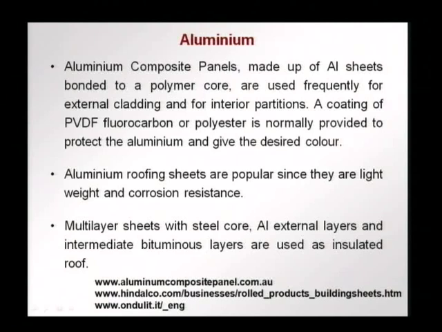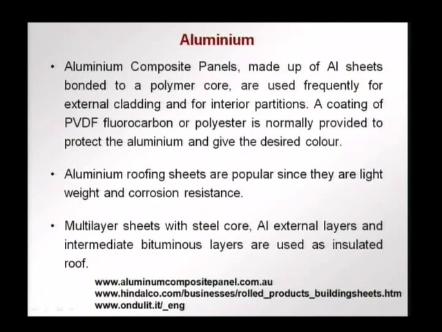Aluminum roofing sheets are also quite popular because of the light weight and the corrosion resistance. So, there are a lot of sheets that are prepared to be used as roofing. Some sheets for roofing are made in multi layers. In some cases there is a steel core, external aluminum layers, and in between the aluminum and the steel layers we have bituminous layers.